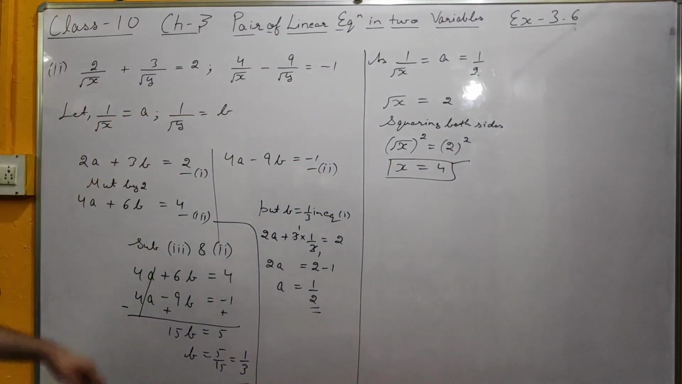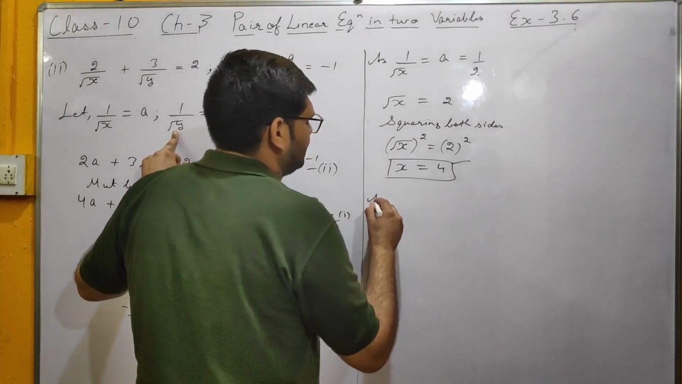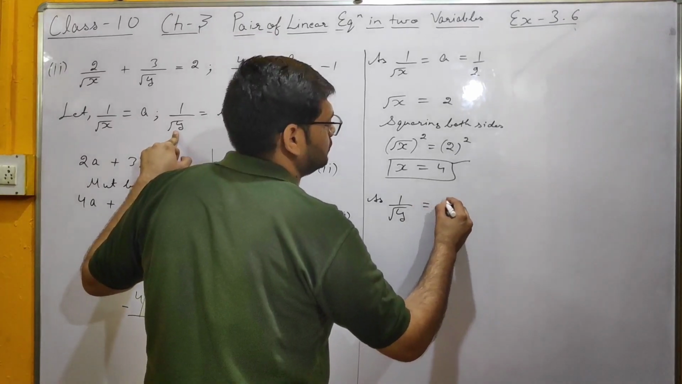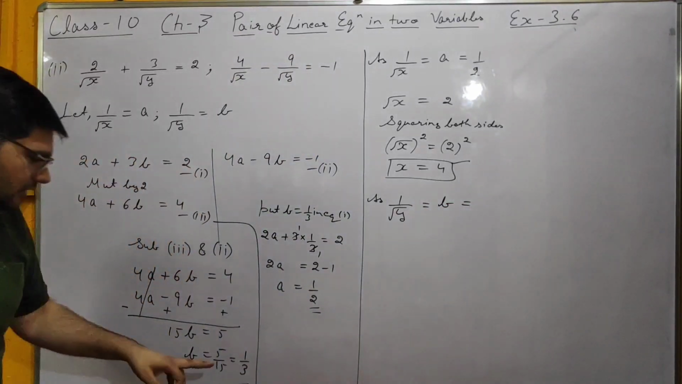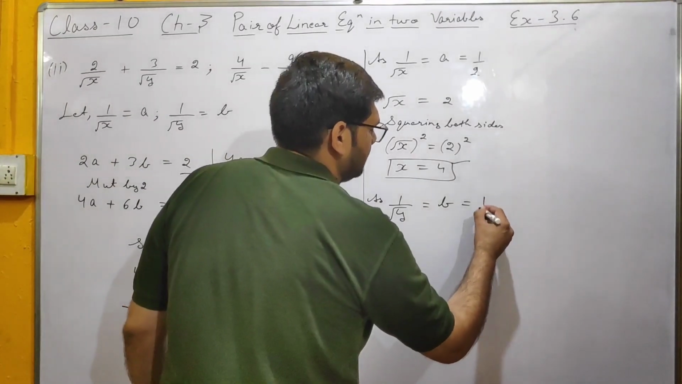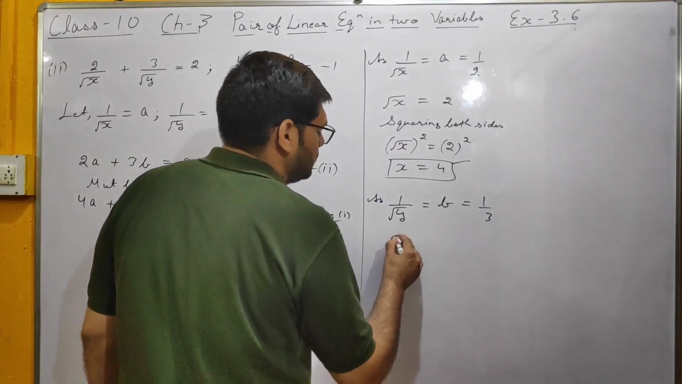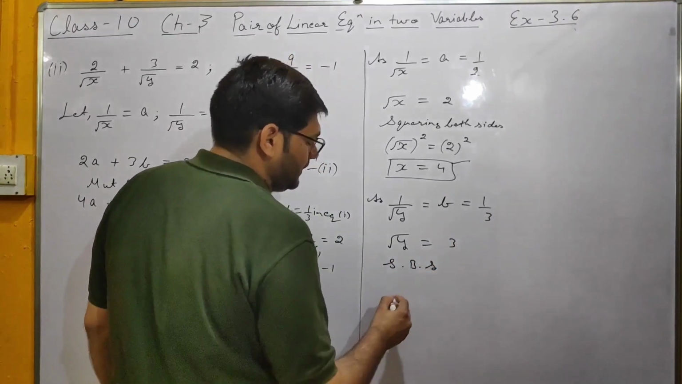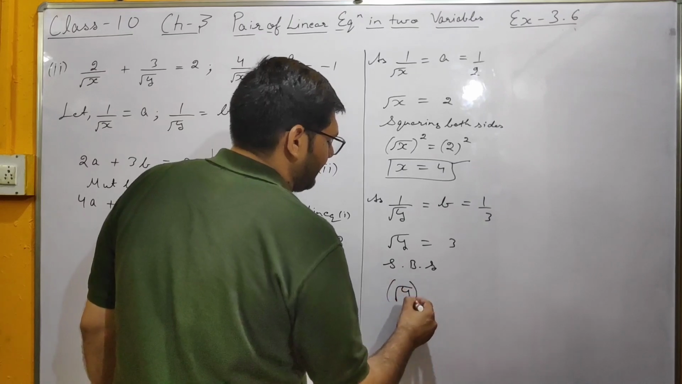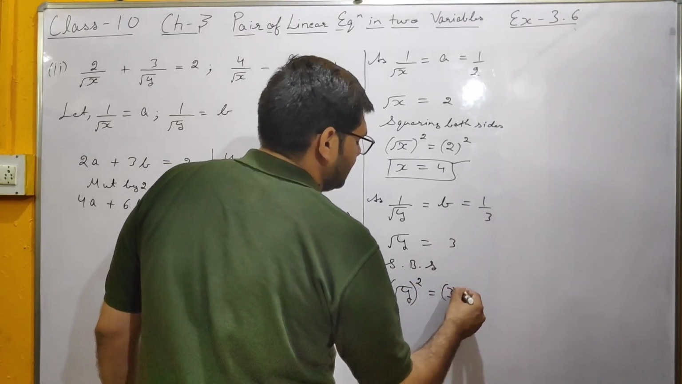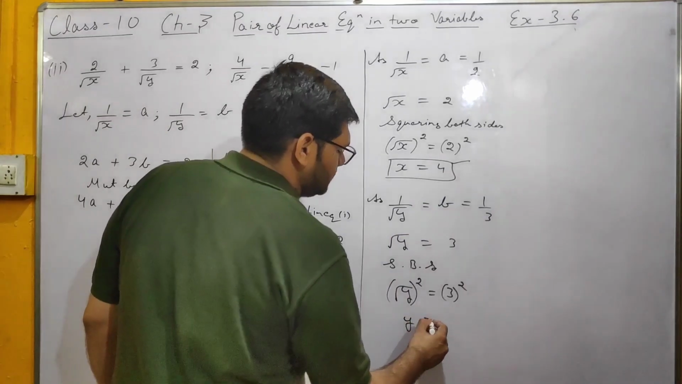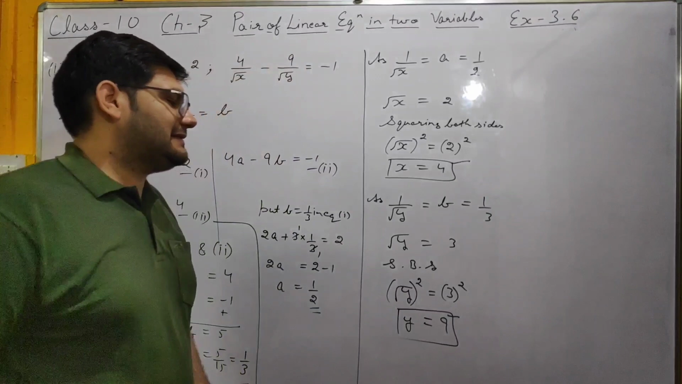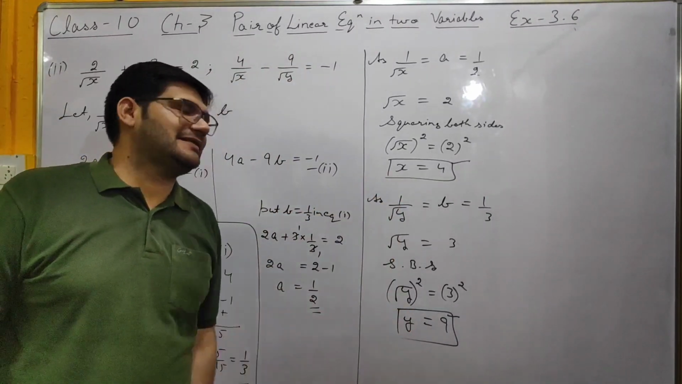Similarly, let's find the value of y. As 1 by root y equals b, and the value of b is 1 by 3, we can say root y equals 3. Again, squaring both sides, y equals 9. So at last we can say that the value of x is 4 and the value of y is 9.